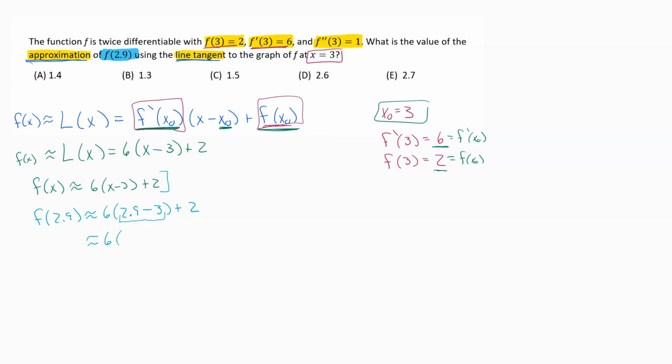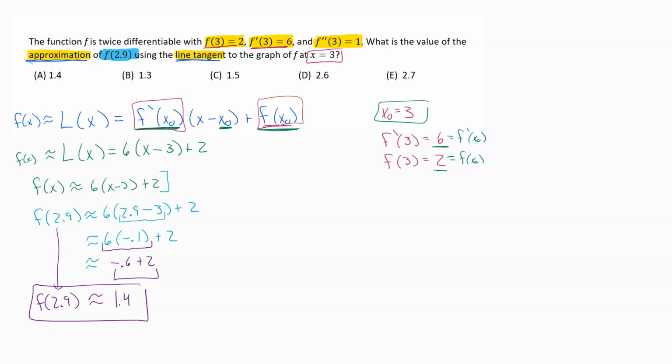Because now I can see 2.9 minus 3, that's negative 0.1 plus 2. And again, you just got to be able to do this type of math, unfortunately, in your head, right? Because you don't have a calculator. 6 times 0.1, that's going to get us negative 0.6 plus 2. And then again, we just got to do this last bit of math in our head right here. So negative 0.6 plus 2 is going to give us 1.4. And so what we know is approximately f of 2.9 equals 1.4.